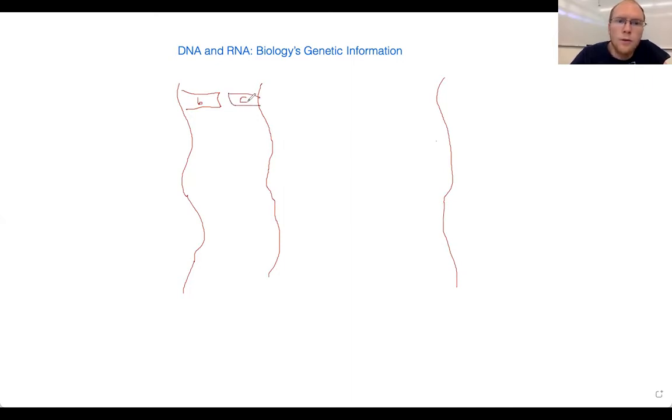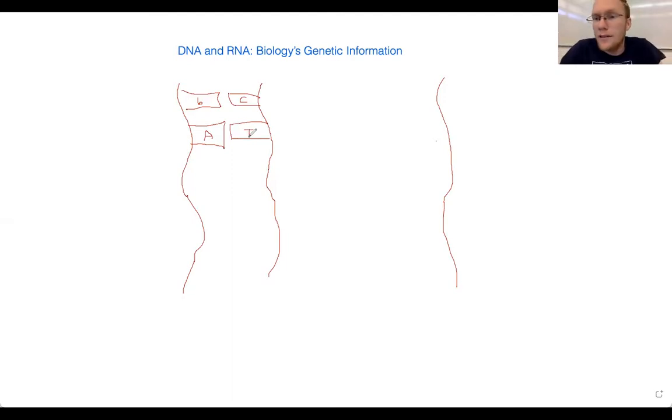So G's go with C's, and then A's go with T's. And this also has to do with how they're made. Enzymes will actually break apart these strands. That's the only time we see single-stranded DNA, when they're being broken apart for synthesis.